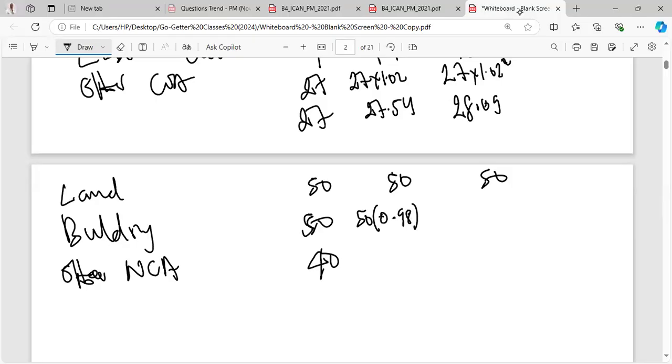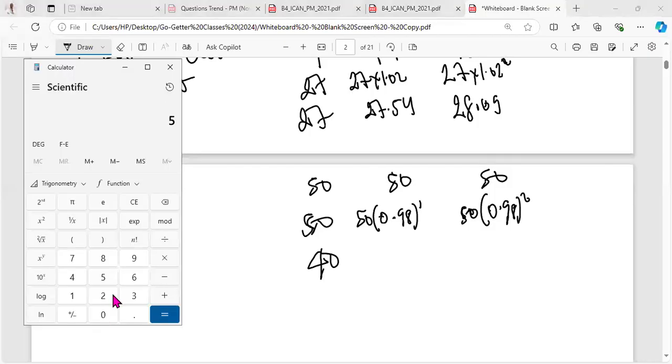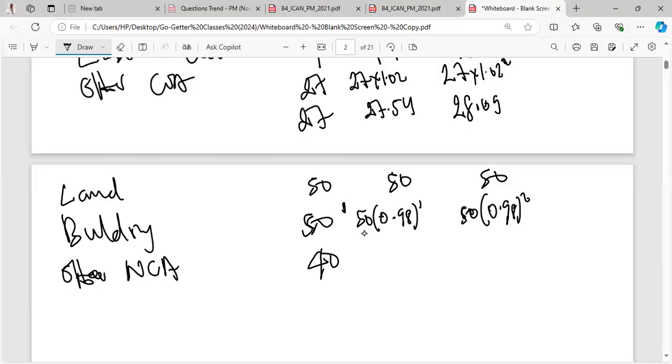0.98 raised to power 1 will be 50. Then 0.98 raised to power 2. So let's see what this will be. This is going to be 50 multiplied by 0.98. So the depreciation is just 1, so 1 is going off here. So this is going to be 49.